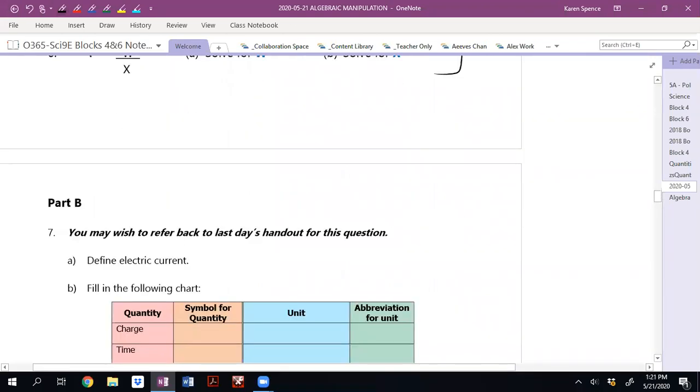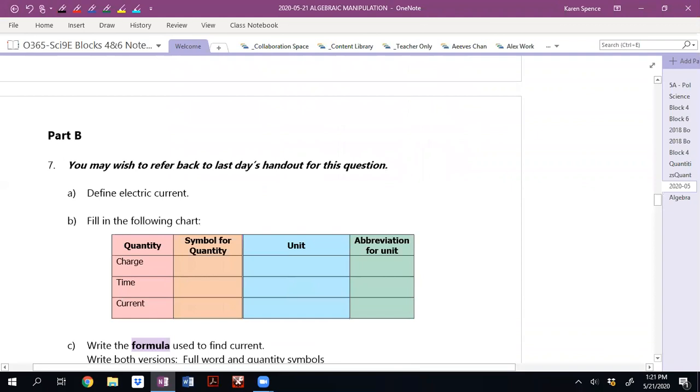Part B, this one, I would like you to do in the document. And I think I'm going to make sure it's in the copy you have in the assignment. I think it actually says this. I think I've got an old copy of this file here.